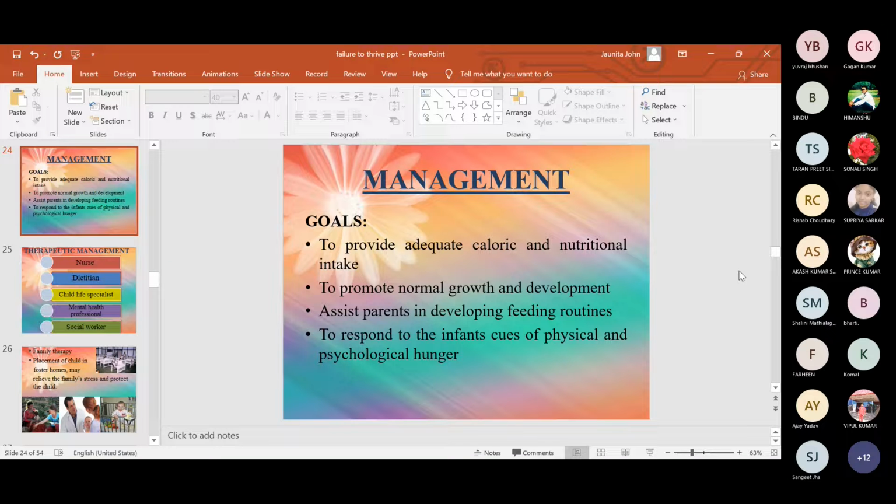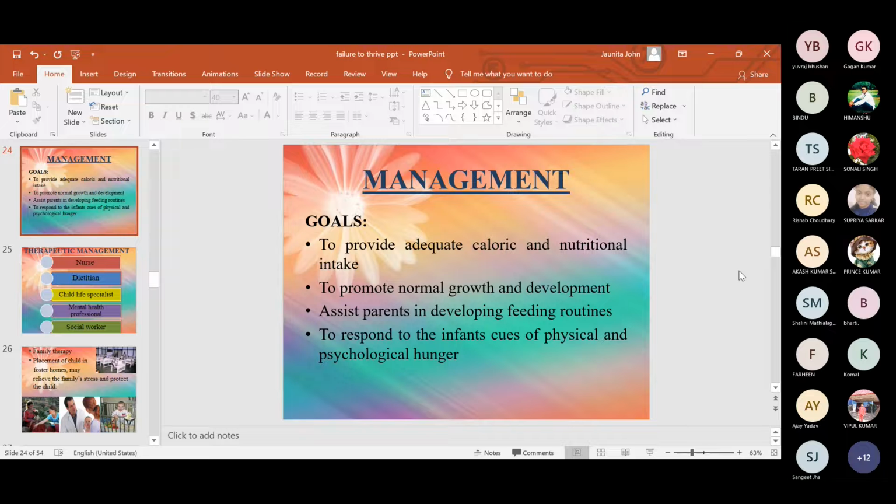Then assist the parents in developing feeding routines. Whatever feeding patterns they are following, a particular person or a nurse should assist those parents in preparing. Maybe some parents are not that much educated. In one point we have seen lack of education towards nutrition, और जानकारी नहीं है अगर किसी के बारे में, so how they will do? So in that way you have to assist.